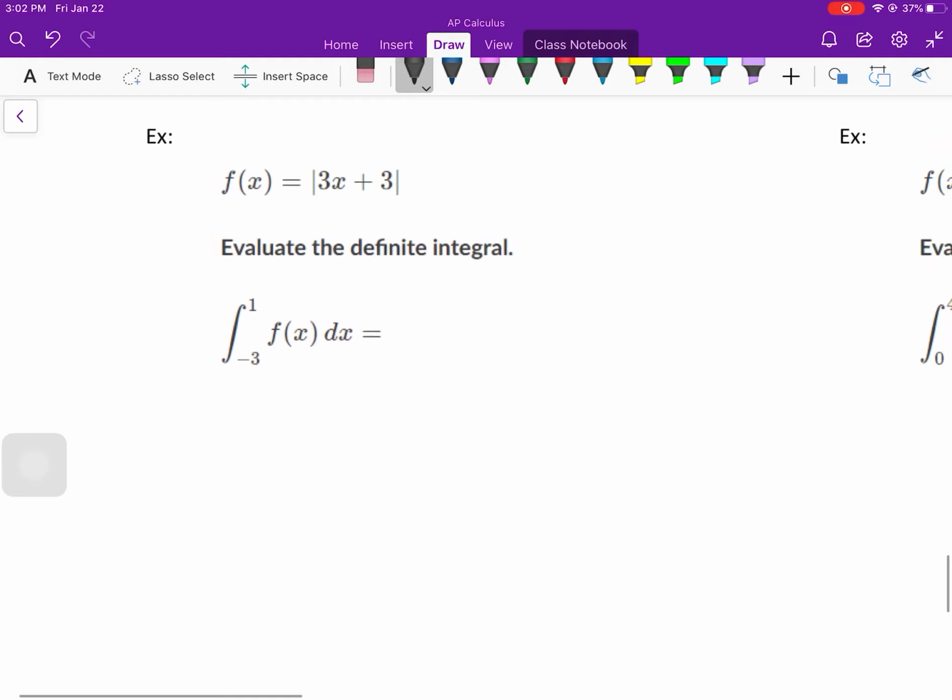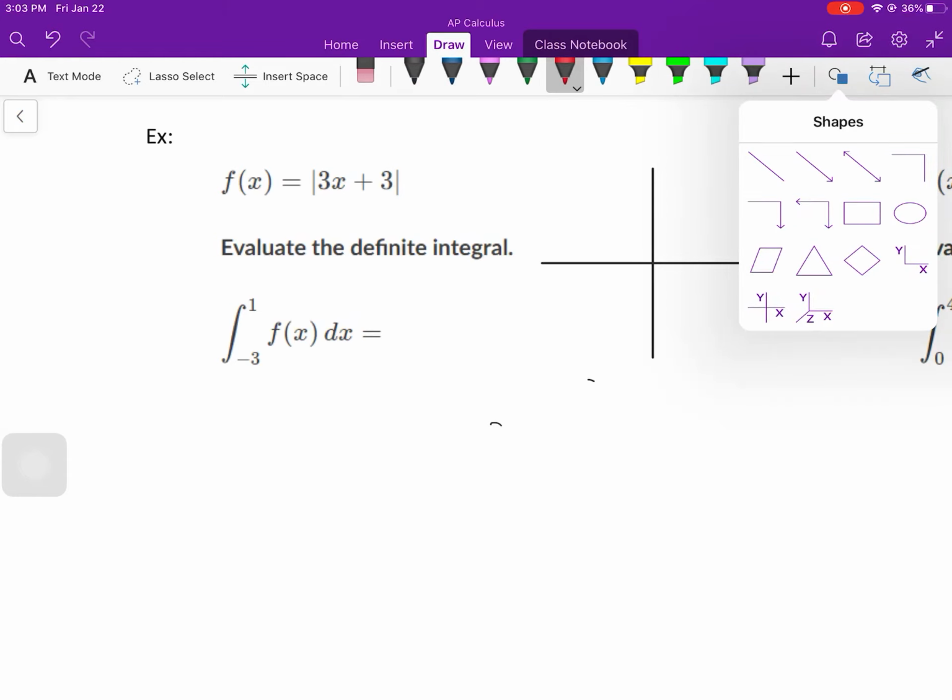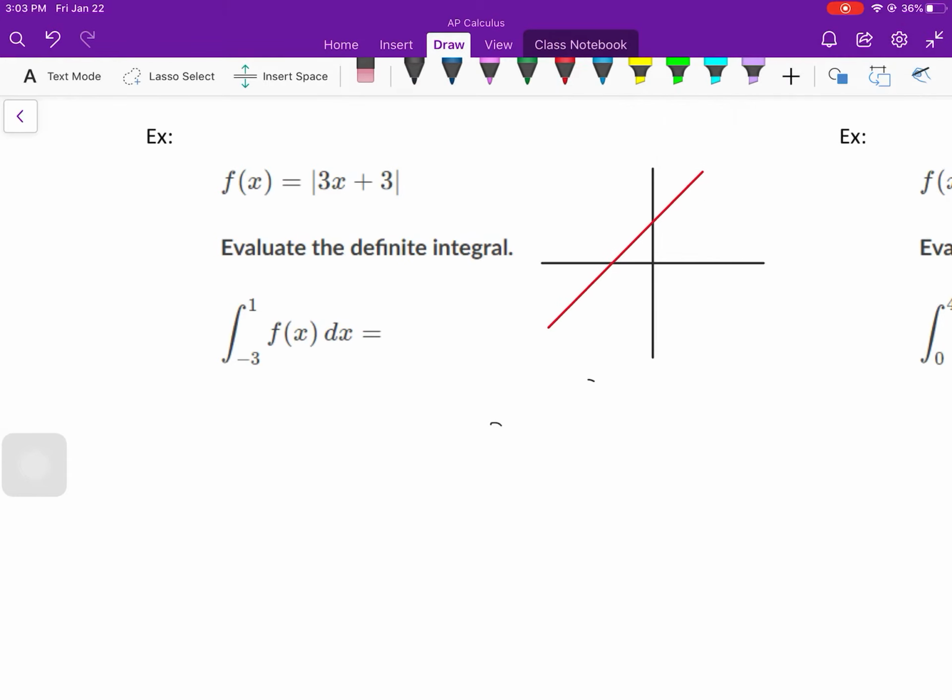Let's talk about absolute value, though, real quick. So absolute value, 3x plus 3. What goes on with an absolute value function? So absolute value means we're not going to have anything negative. So 3x plus 3 is just going to be a line. But we're going to take part of that line, the part that's negative, and we're going to flip it.